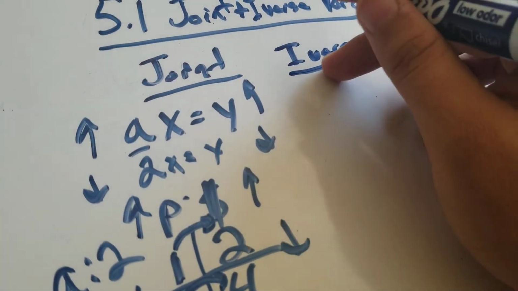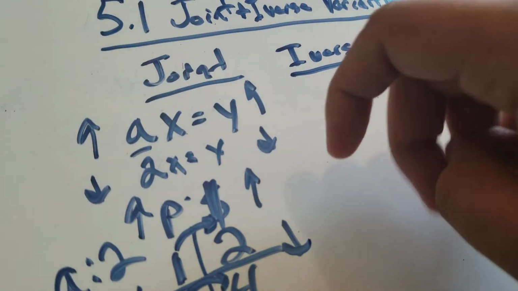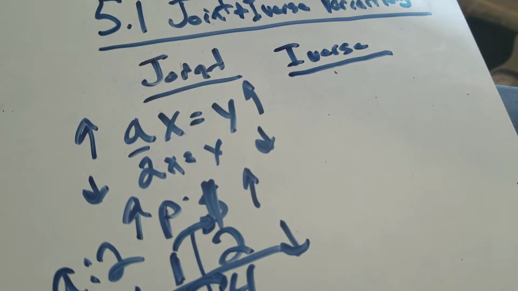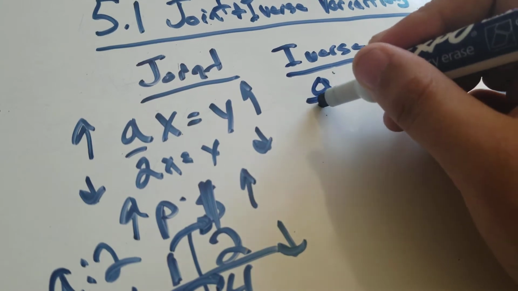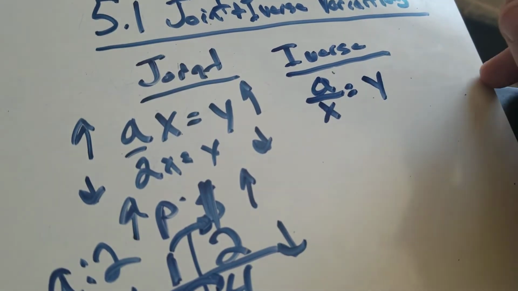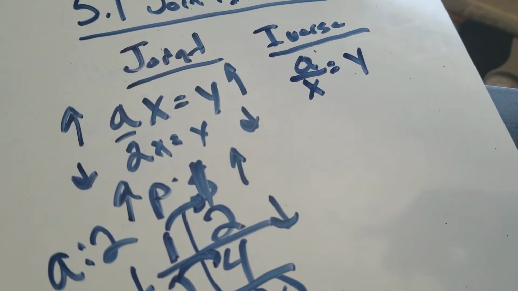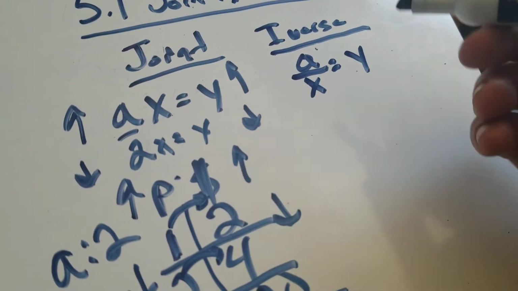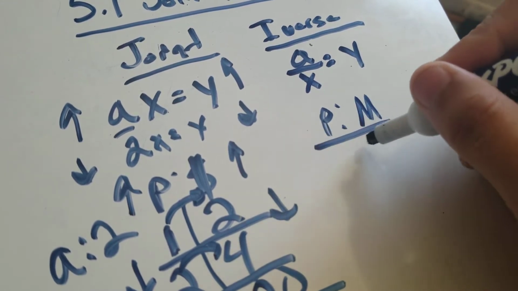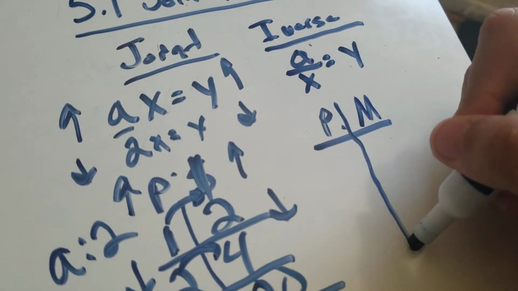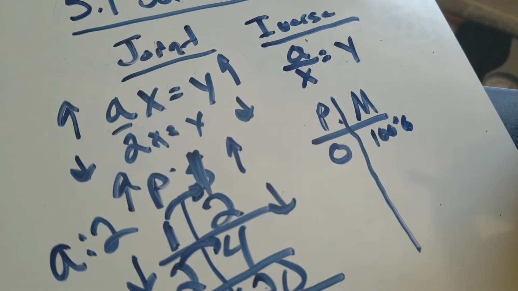So let's go to inverse. Joint is together, inverse is opposite sides. So they're going separate. One goes up, one goes down. How that looks is that your a is being divided by x equals y. And what's a case like that? Let's say how many pictures you have on your phone versus how much memory you have left on your phone. That's an inverse relationship. Well, let's say your memory is at 100%. That means you have 0 pictures on your phone.